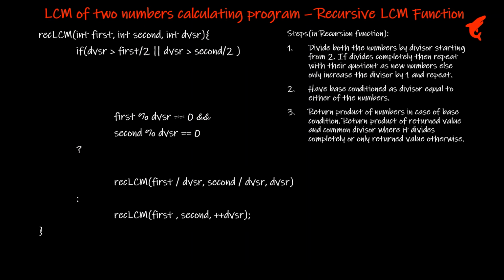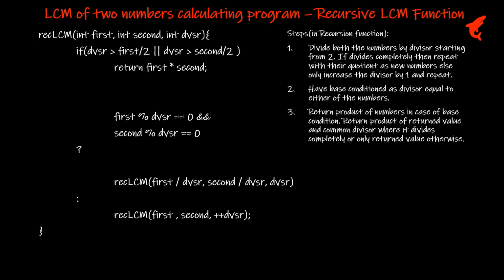And if the base condition is true, what we return is the product of first and second. So these are going to be the last values first and second will have, and there won't be any further change to these values, right?